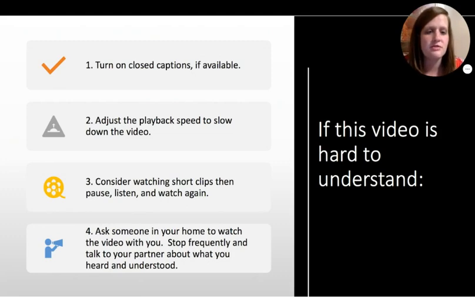If you find that this video is hard to understand, turn on closed captions if they're available. Adjust the playback speed to slow down the video. Consider watching short clips, then pause, listen, and watch again. Or ask someone in your home to watch the video with you. Stop frequently and talk to your partner about what you heard and understood.